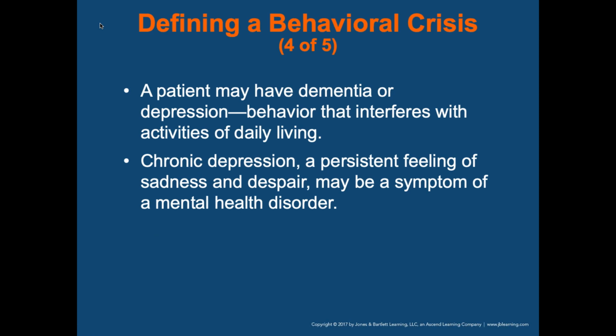Don't be judgmental when you're doing your assessment. A patient may also have dementia or depression, behaviors that interfere with activities of daily living. Chronic depression is a persistent feeling of sadness and despair, or may be a symptom of a mental health disorder. To find out if patients have depression, either ask them, do you have a history of depression or anxiety? Or look at their medications and see if that can lead you towards the fact that maybe they have chronic depression as well.